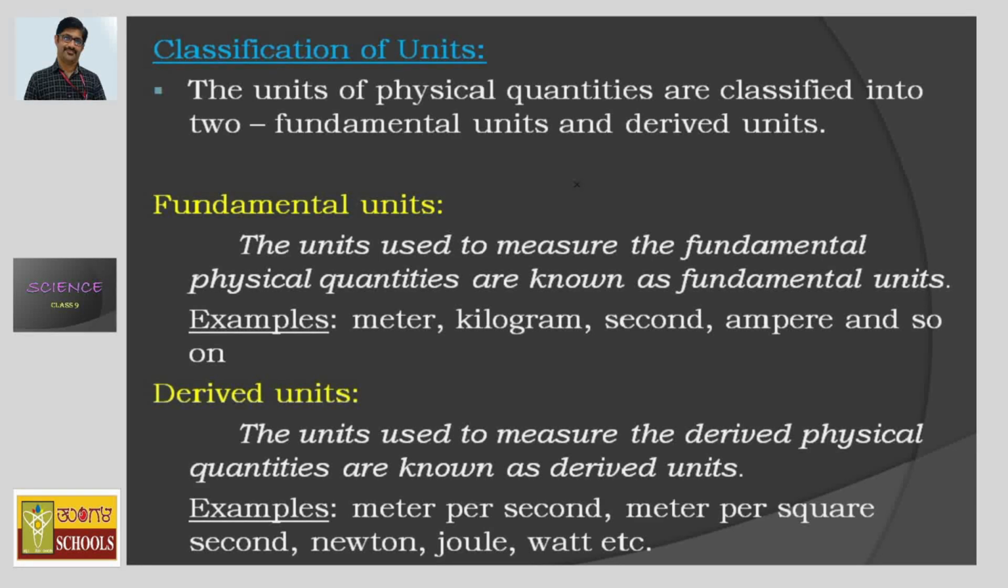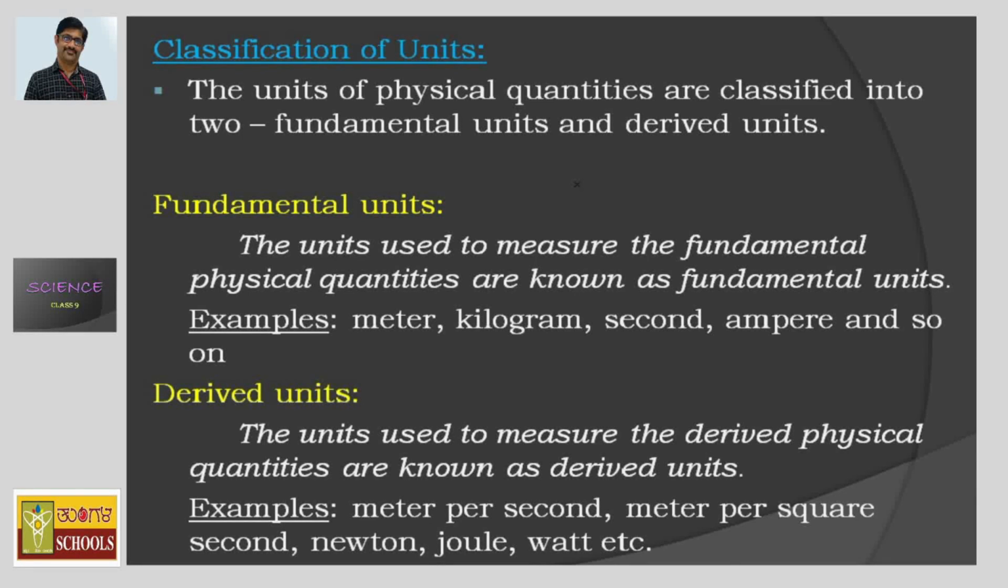So we already have the two different categories of physical quantities: fundamental physical quantities and derived physical quantities. Similarly, the units of those two are taken as fundamental units and derived units. So let me define fundamental units. The units used to measure the fundamental physical quantities are known as fundamental units.